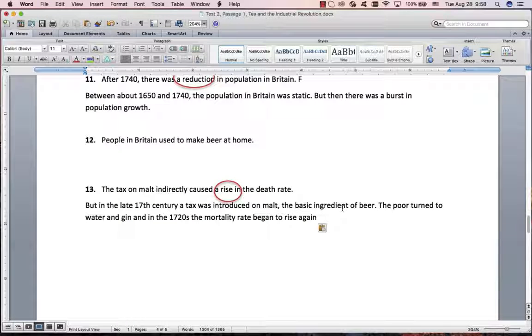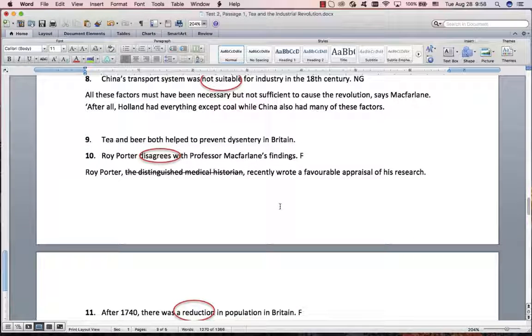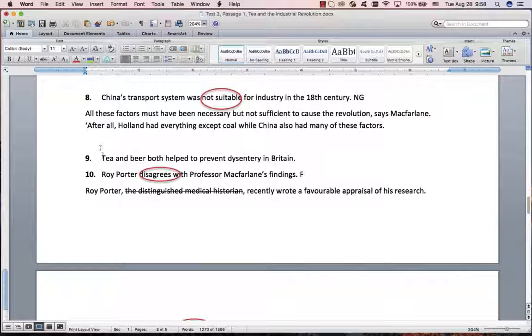A tax was introduced. The poor turned to gin. They stopped drinking beer and the mortality rate began to rise. You needed to know this word. Mortality means death. So this is the same. They're not testing that. They just gave synonyms. They're testing this. Rise, rise. So that must be true. All right. Then we can go back and look at a couple of the more difficult ones.